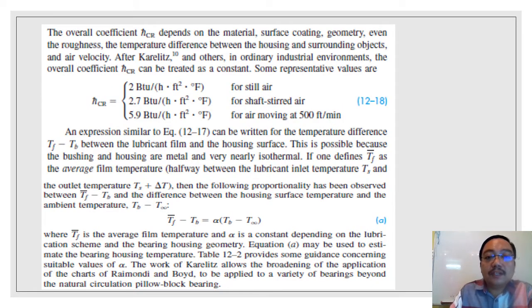The overall coefficient h_CR depends on material, surface coating, geometry, roughness, the temperature difference between the housing and the surrounding objects, and air velocity. In ordinary industrial environments, the overall coefficient h_CR can be treated as constant. Some representative values are given for still air, and for air moving at 500 feet per minute.